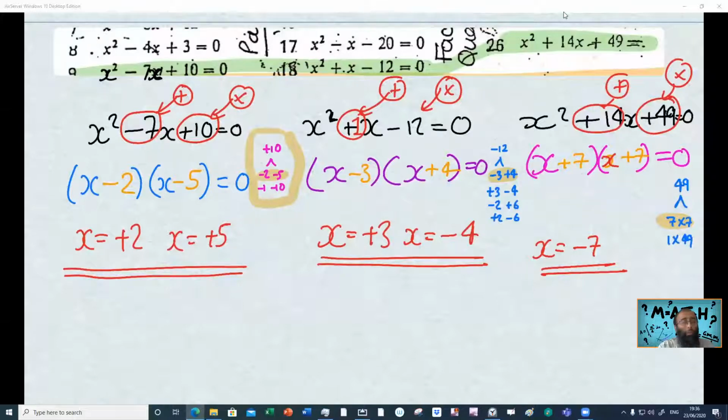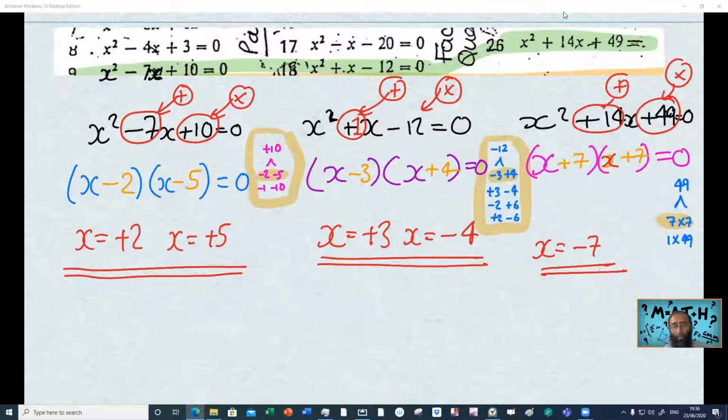That's my working out. So I chose -2, -5 because they added to -7. The next one, you're looking for two numbers that times to give you -12 and add to give you +1. So I've put all the factors here that times to give you -12. And the one which has been highlighted adds up to +1, which is -3 and +4.